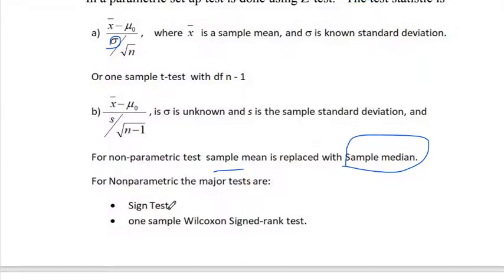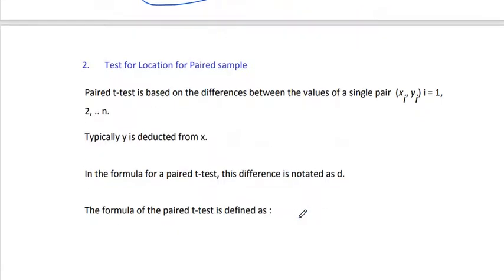It is called sign test, and for one sample we will call it the sign rank test. This is more appropriate than the sign test. We can discuss with examples also. Now we can see tests for location for paired samples.